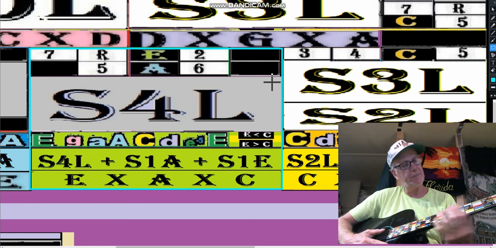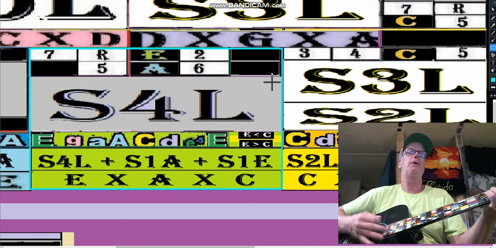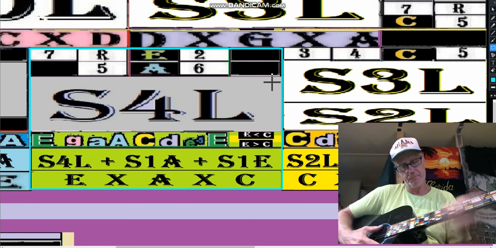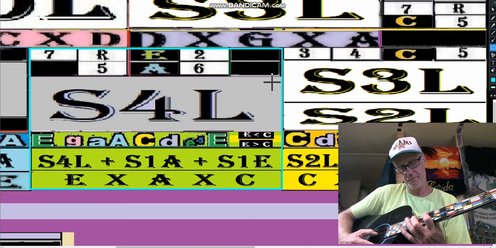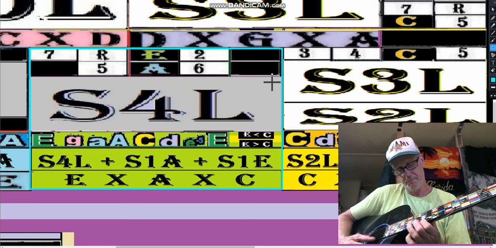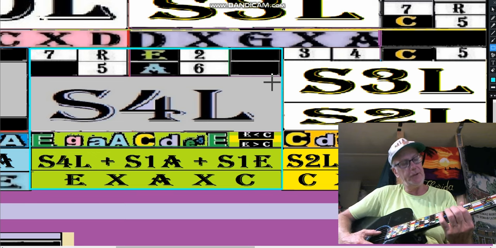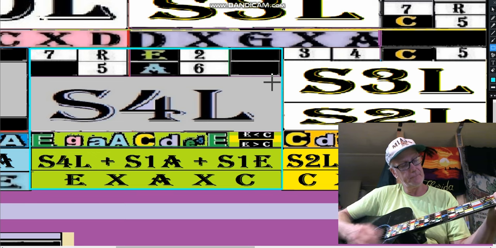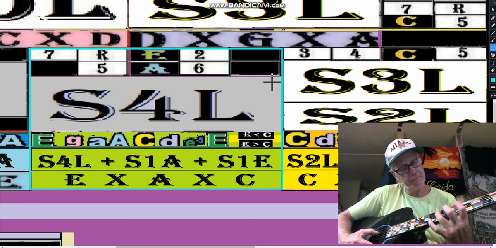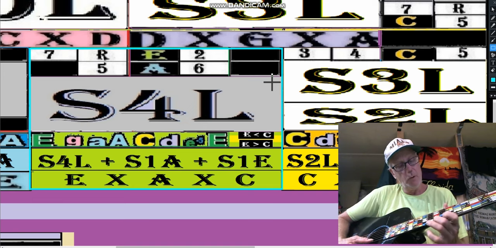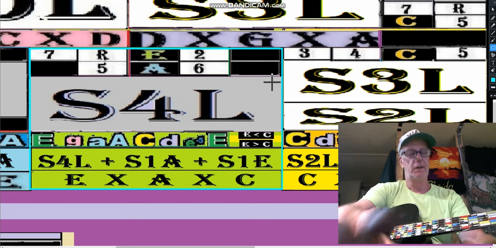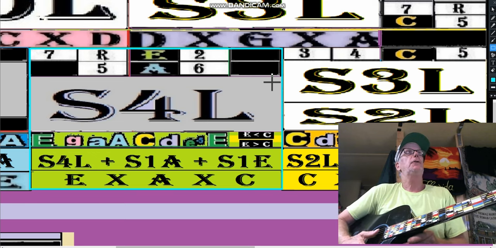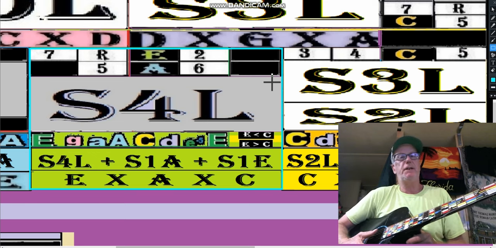Now let's try that from here. We'll get the same groove going. I got it way down here. Now what if we started that diatonic from this second string? Here's your S4L. What shape are we in now? Is the question. All right, so looks like we lucked out. It became an A shape.